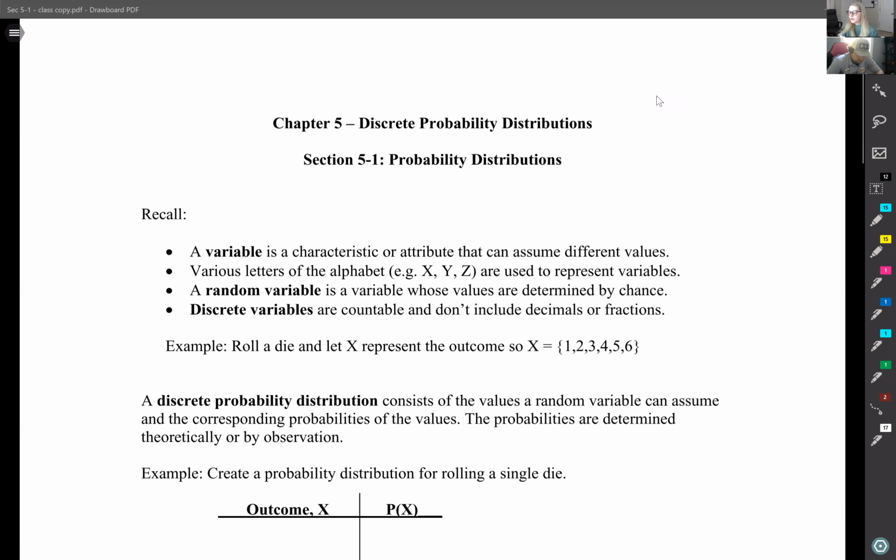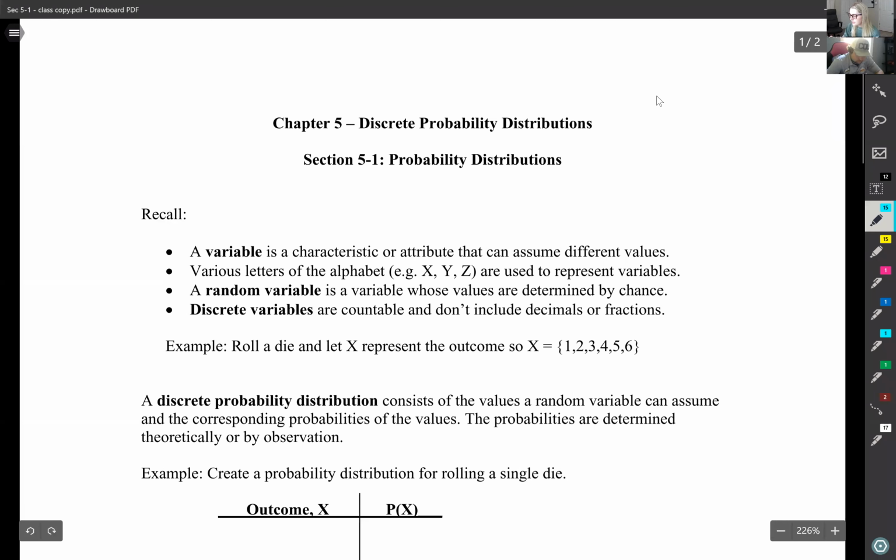Okay, awesome. So chapter 5, we continue with probability here. Chapter 5 is all on discrete probability distributions. Specifically, section 5.1 is going to introduce what a probability distribution is. We have not talked about that yet. We just finished covering all of probability in itself, and now we're going to apply some of the stuff that we've learned and learn some new things.